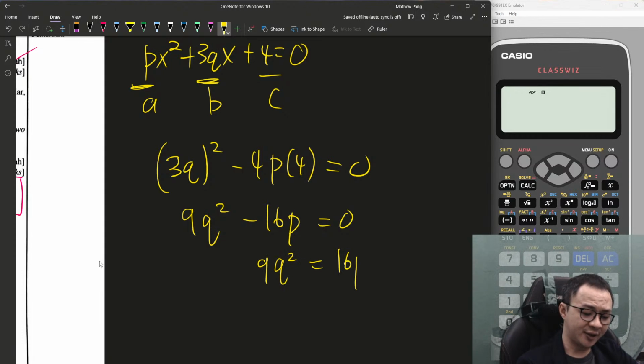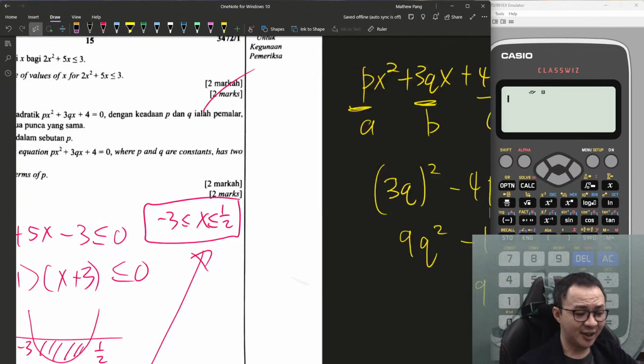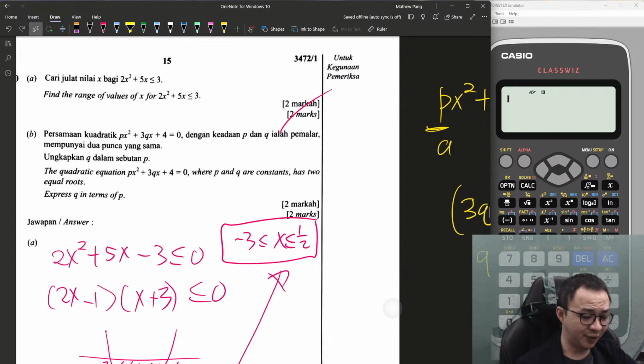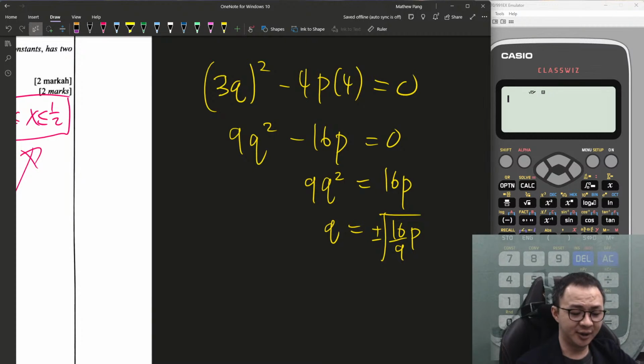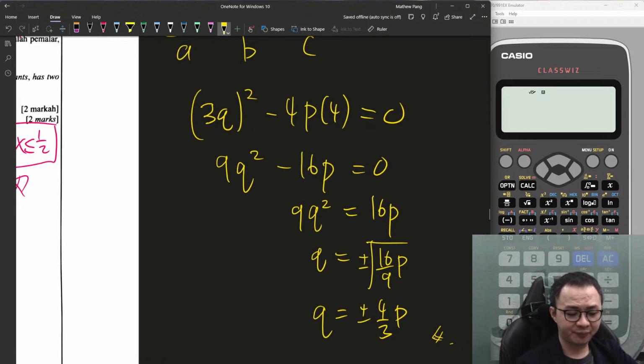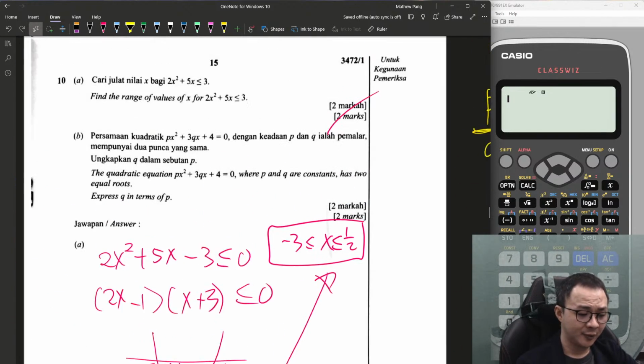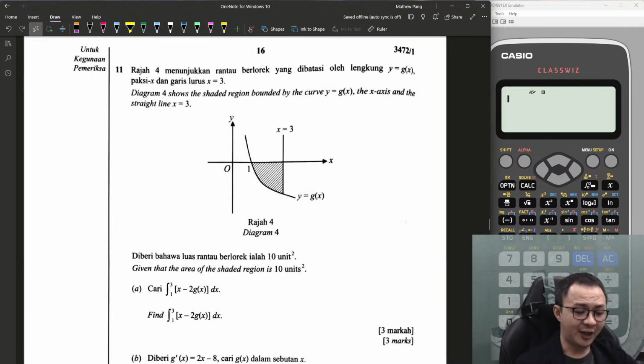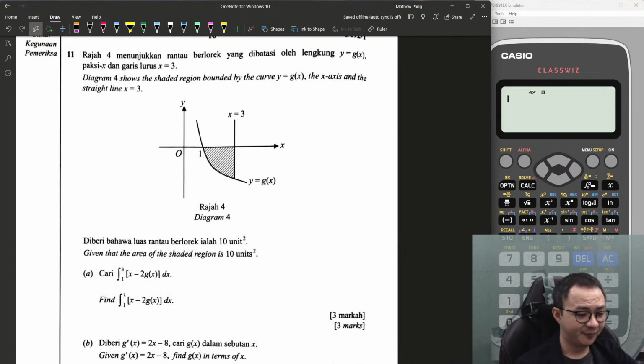9q squared equals 16p. q equals plus minus square root of 16 over 9 p. Do they say whether it is positive or negative? No. Then 16 and 9 can simplify, so q equals plus or minus 4 over 3 square root of p. This will be my final answer, q in terms of p. Not too hard.